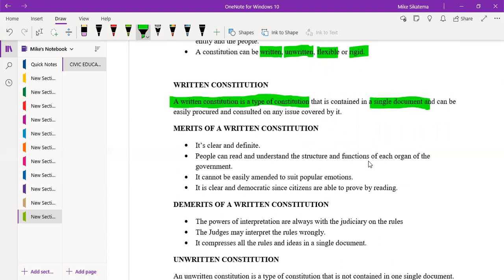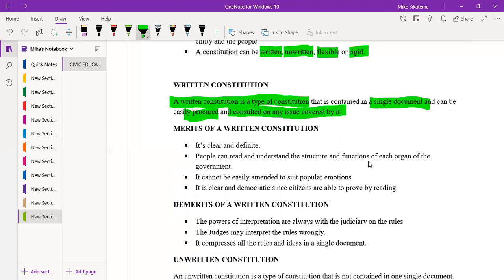So it's squeezed, it's cramped up, it's highly reviewed in one specific document, and it can be easily procured, meaning you can even go on an online source and purchase it. It's freely available to the public, and consulted on any issue covered in it. So it's subject to discussion and debate because it's written within a single document.